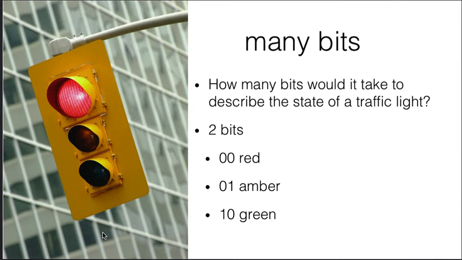So with just one bit, you don't have enough to represent three possible states. So we need two bits. We could say, for example, 00 means red, 01 means amber, and 10 means green. You could do it any way we like. If you had some system with all these bits in front of you representing the traffic lights around town, you'd need two bits for each light. And then you could see, depending on whether it was 00, 01, or 10, what state it was in.